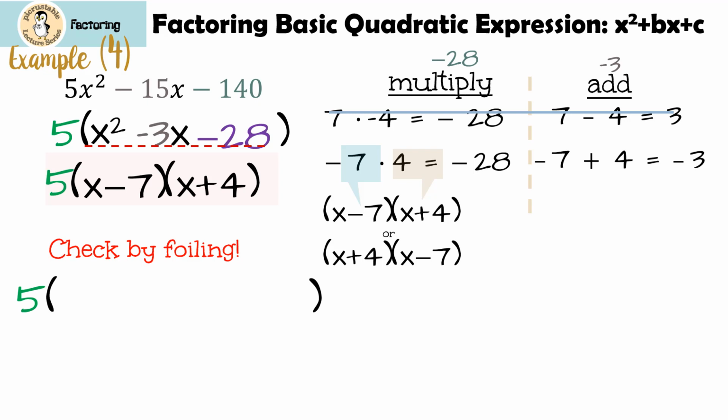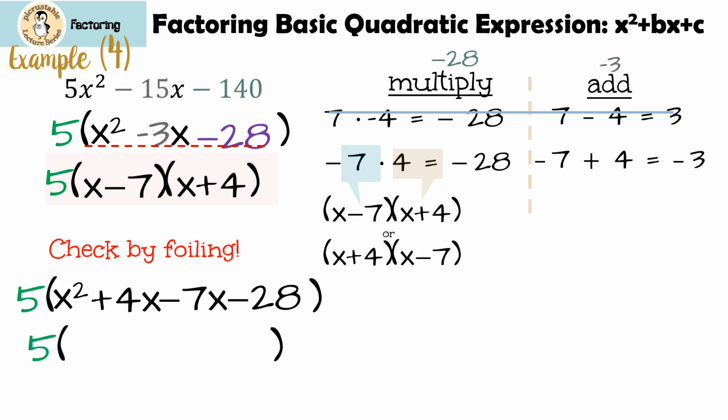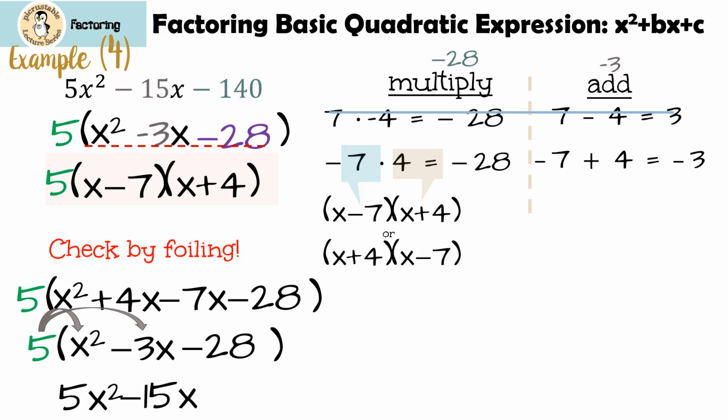The first thing that I do is FOIL x minus 7 times x plus 4. That'll give us x squared plus 4x minus 7x minus 28. Let's keep going. Now we're going to have x squared minus 3x minus 28. The last piece, distribute. 5 times x squared is 5x squared. 5 times negative 3 is negative 15x. And finally, 5 times negative 28, yep, negative 140.